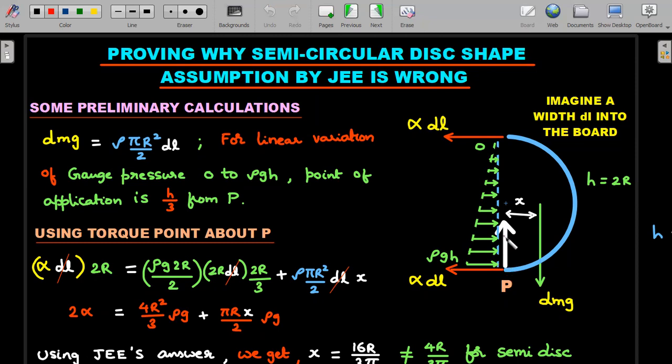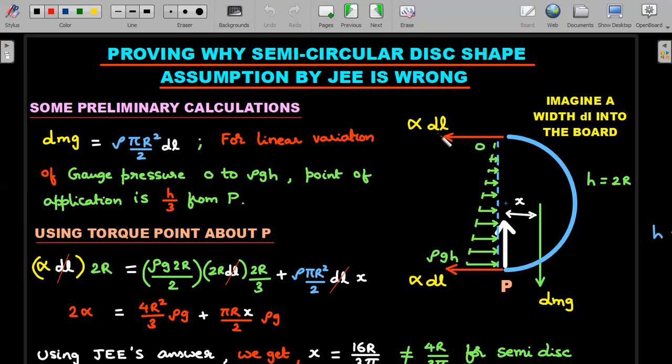By taking that, I will eliminate this repulsive upward force and the alpha dl force, and the torque due to the rest of the forces will be considered. Now, if this is a semicircular disk type of situation, the center of mass should be at a distance of 4r by 3 pi. We know that. And h is already 2r. So alpha into dl, one force, and the pressure force, which is distributed over an area. Remember, this is one line and there's a dl into the board. It's a rectangular area on which this rho g h will be linearly varying.